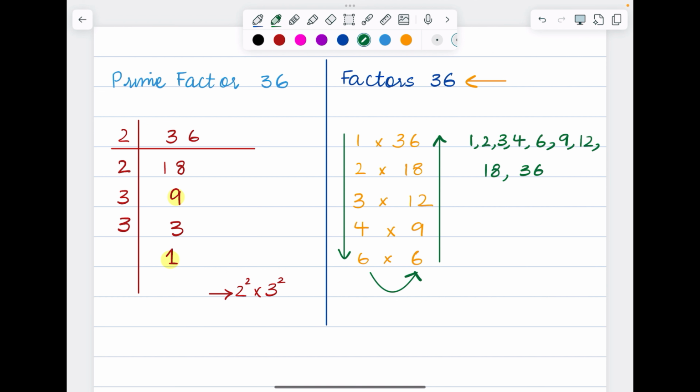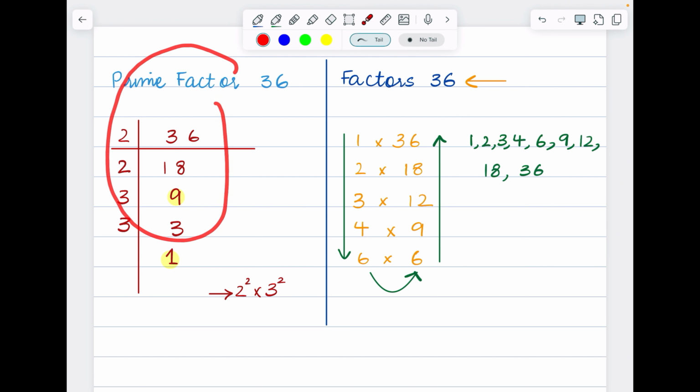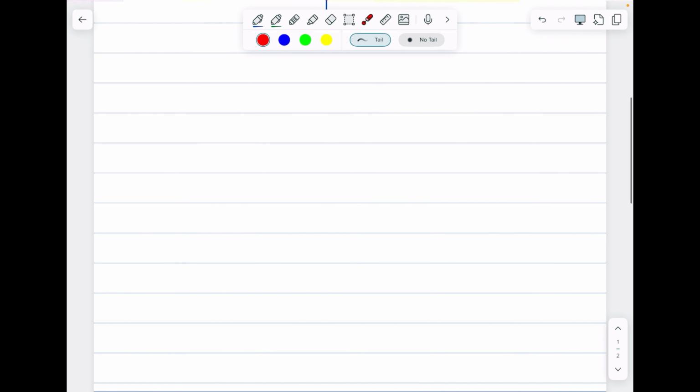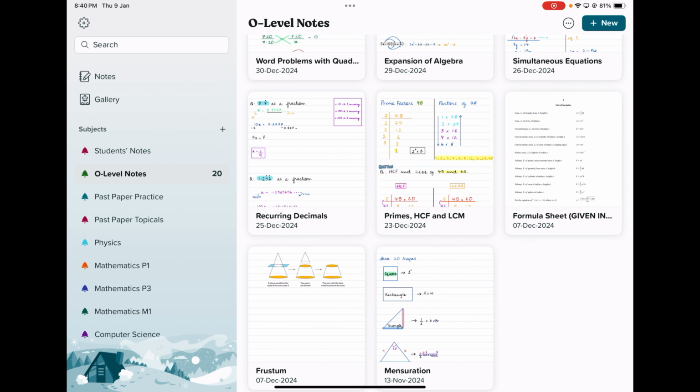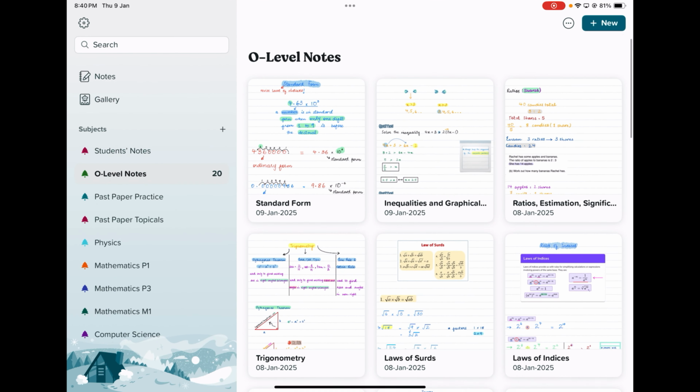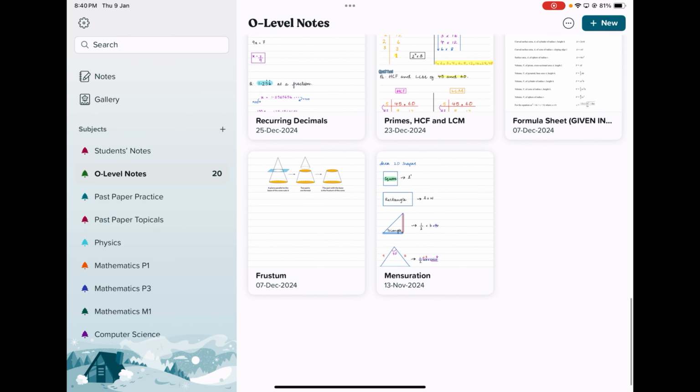Simple and easy. We use prime factorization to help us find HCF and LCM, and just finding factors of a number can help us later on in middle term breaking and many other things. Okay, so we're done with that. Let's move forward. Now coming to the concept of HCF and LCM. What is HCF? What is LCM? Let's have a look.